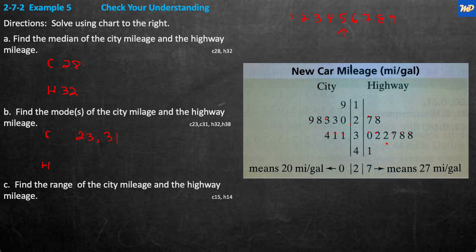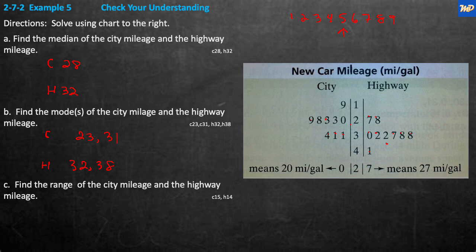For the highway, we have two 32s and two 38s. Now we can't count that 8 with the 28 because that's a different value. That just happens to be an 8, but it's not 38. It's 38 we're looking for, because there's already two 38s. So the highway is going to be 32, 32, and 38, 38. Those are the highway modes.